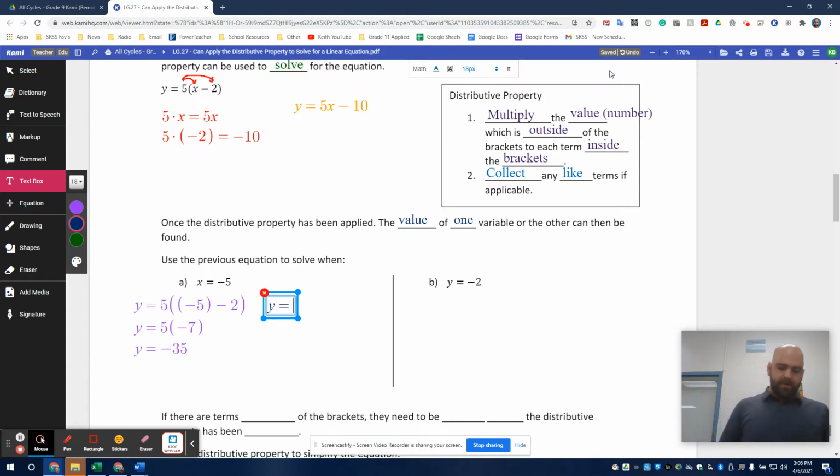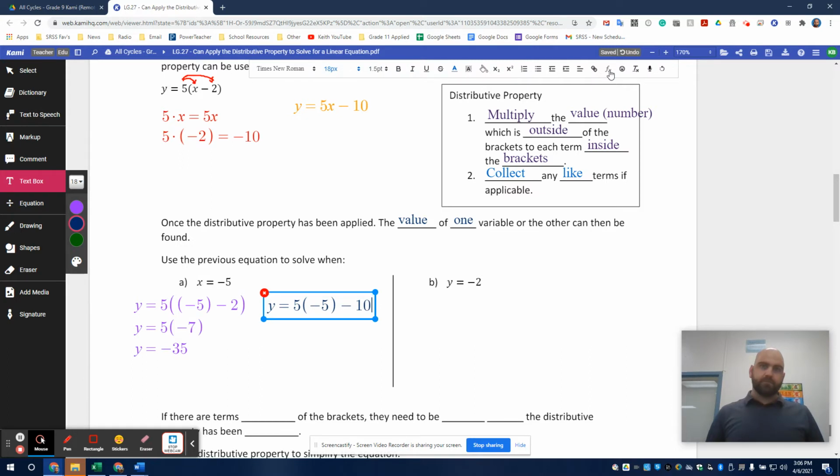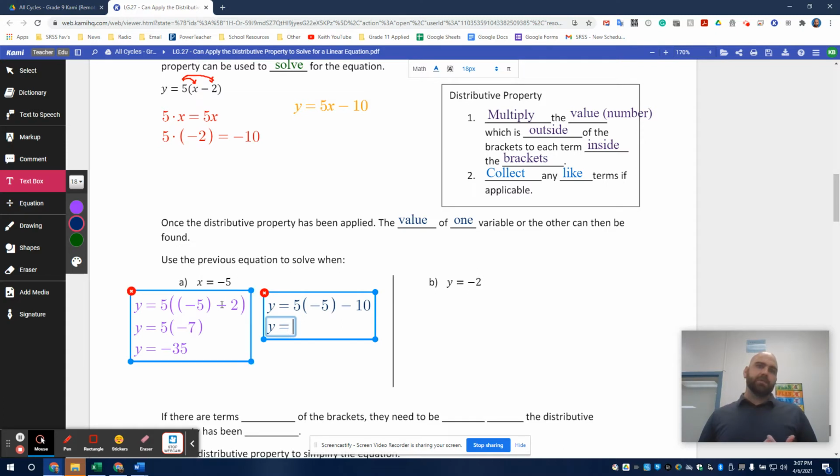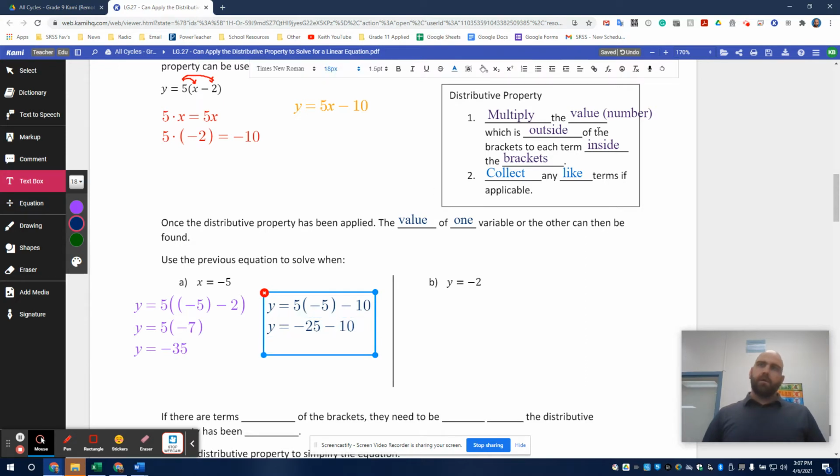So now we're going to take 5 and multiply it by negative 5, and then subtract 10 from it. We're now using our new formula, which we created using the distributive property, to solve it instead of plugging into the original. 5 times negative 5 is negative 25, minus 10, and negative 25 minus 10 is negative 35, exactly what we got before.